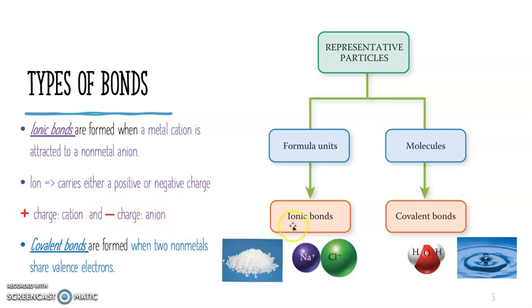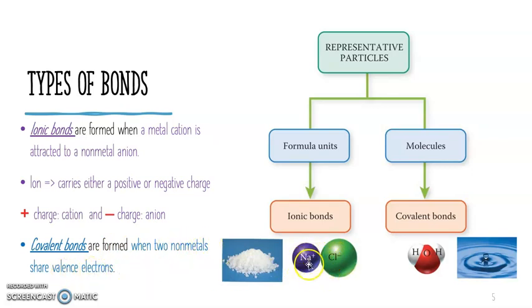When ionic bonds are made, they form a formula unit. For example, sodium ion and chloride ion. This sodium chloride is formed by the electron transfer between sodium and chlorine, and they form a sodium chloride formula unit. Covalent bonds, on the other hand, are formed when two nonmetals share valence electrons.